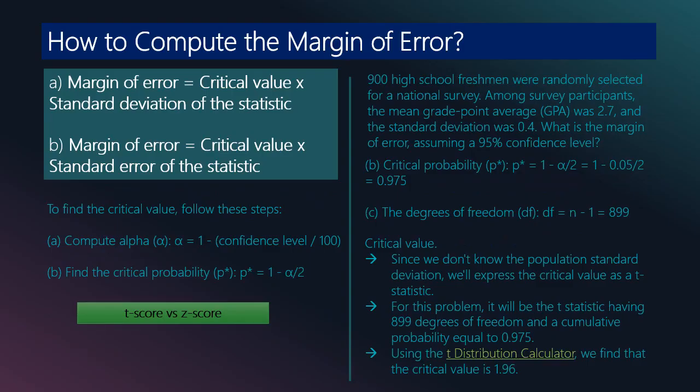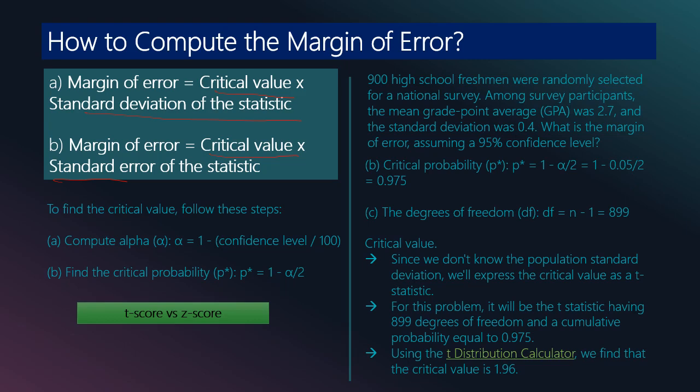Okay, seterusnya how to compute the margin of error. Jadi margin of error ni adalah yang digunakan atau item yang perlu untuk nak menentukan confidence interval. Margin of error adalah critical value times standard deviation of the statistic ataupun critical value times standard error.